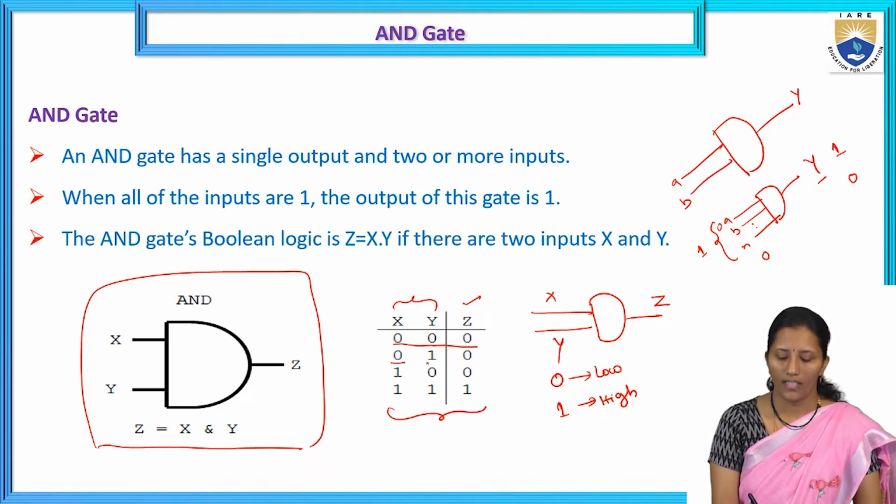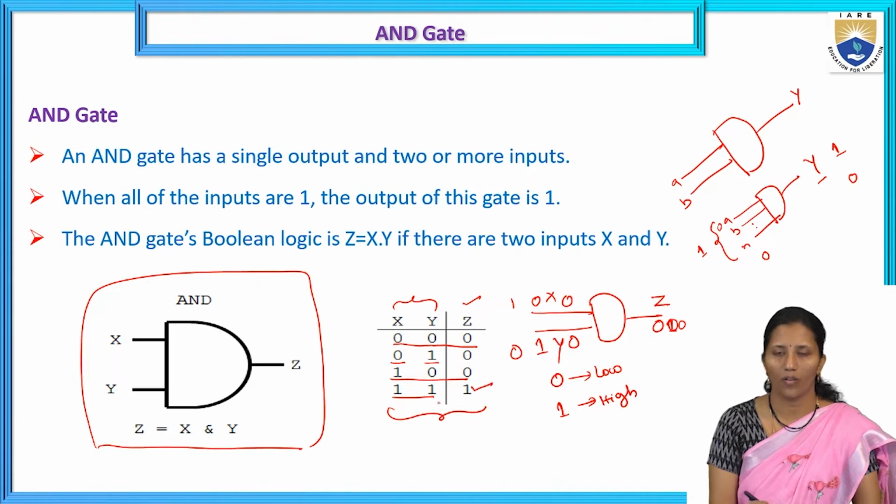For X is 0, Y is 0, we are going to get output 0. If we apply 0 and 1, we get output 0; 1 and 0, output 0; and 1 and 1, for the inputs X is 1 and Y is 1, we are going to get output 1. If you observe this truth table, if both inputs X and Y are 1, then we get output 1. If any one input is 0, we get output 0. This is the basic logic behind the AND gate.